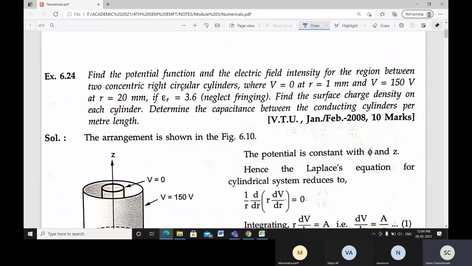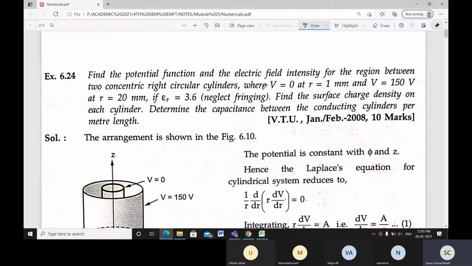Question only. Find the potential function and the electric field intensity for the given region between two concentric right circular cylinders, where V is equal to 0 at a radius of 1 millimeter and the voltage is 150 volts at a radius of 20 millimeters. The medium is a dielectric with permittivity 3.6, neglecting fringing. It's okay.